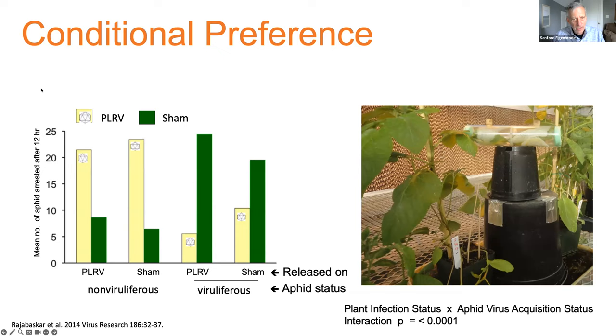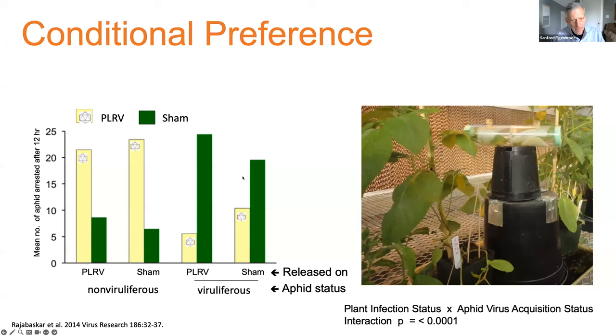So in this case, here's a picture of how an experiment can be conducted where we've got an infected and a non-infected plant, and we can put some aphids in here and measure where they would like to go. Do they want to go to the infected plant or the non-infected plant? Give them 24 hours to settle, and the data are shown here. If the aphid does not have the virus, if it's not carrying the virus, it prefers to settle on virus-infected plants. But once the aphid acquires the virus, it prefers to settle on non-infected plants.